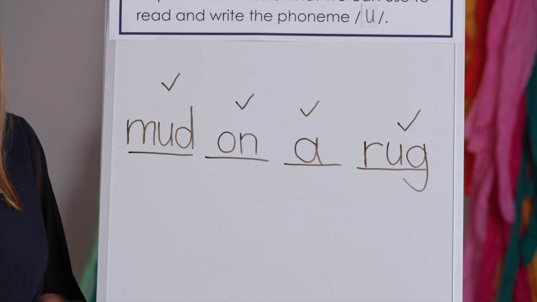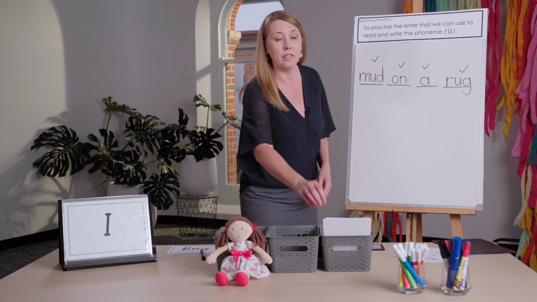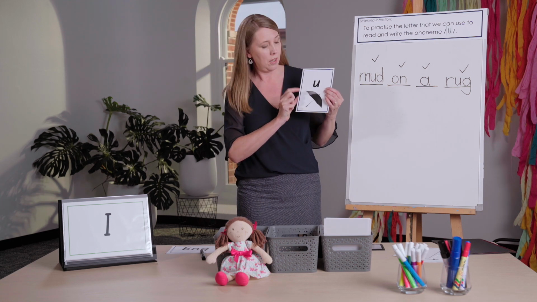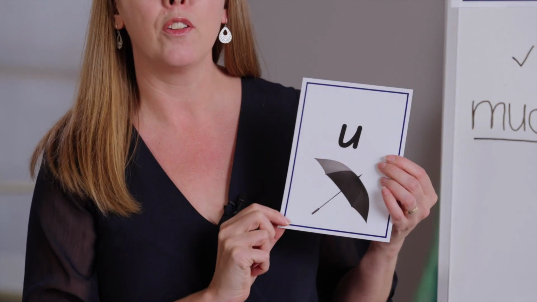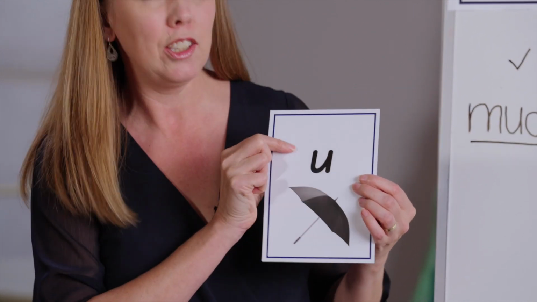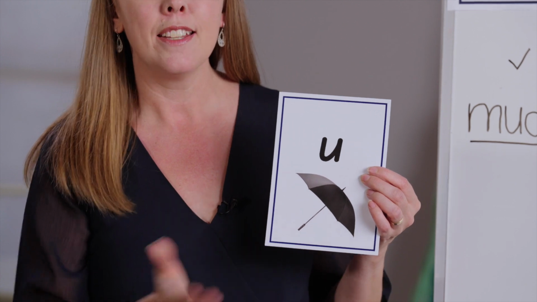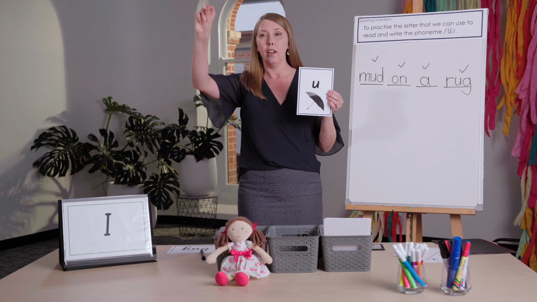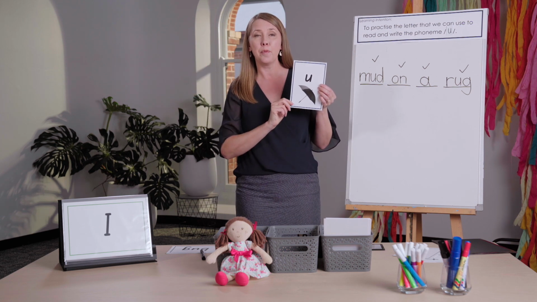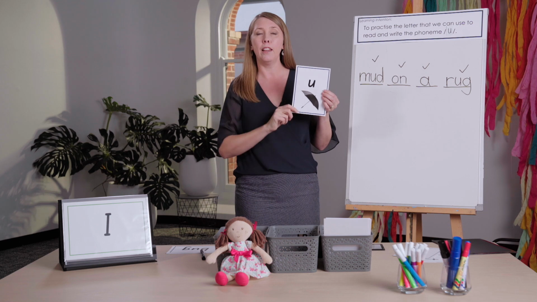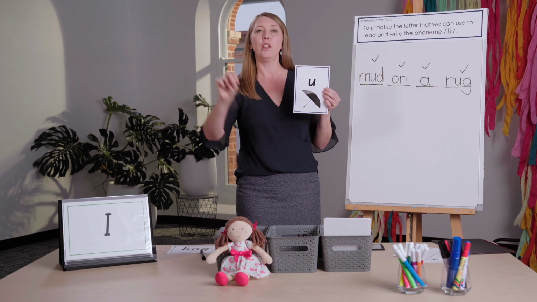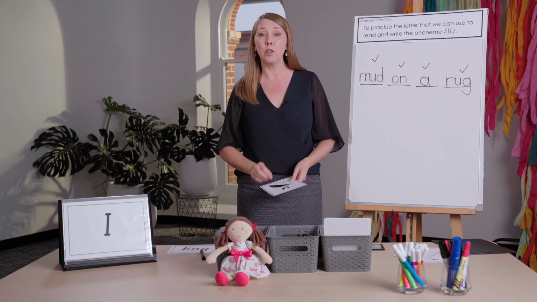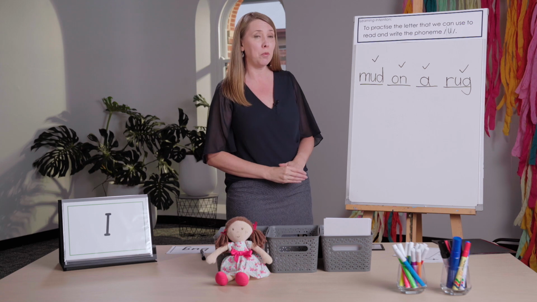Great reading and writing. Let's have one last look at the grapheme that we have been learning. Remember, the letter name is U, the keyword is umbrella, and the phoneme is U. Let's put it together. U, umbrella, U. Stand up and skywrite this one more time. Are you ready? U, umbrella, U. U, umbrella, U. Once more. U, umbrella, U.